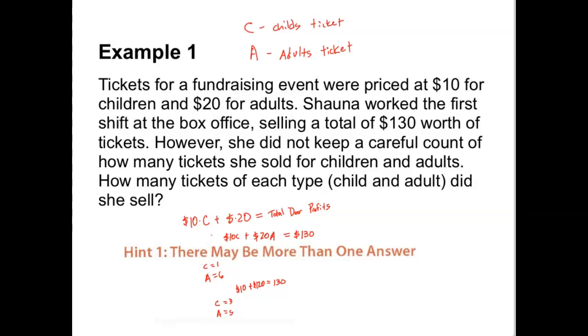Three children, 5 adults. So that would be $30 plus $100. Yep, that works. One adult, 11 children. What about 13 children, 0 adults? There's more than one correct answer in this case. All right, let's do another one.